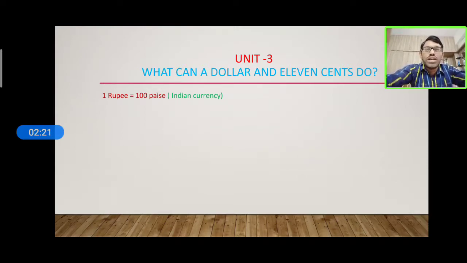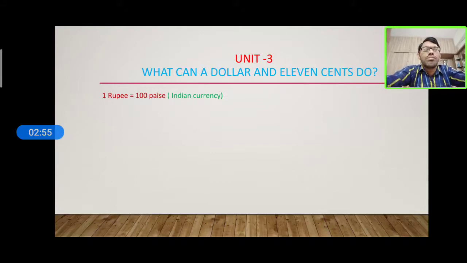In place of the rupee there is the dollar. This dollar is the American currency, and the dollar is the same as the rupee. Just as in India we have the rupee, in America there will be the dollar. And cents are the smaller currency compared with the dollar. For rupee there is paise, for dollar there will be cents.